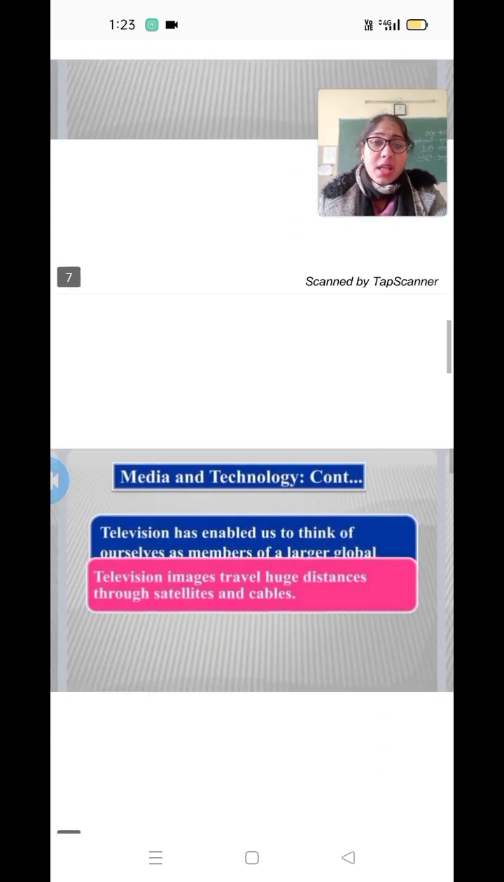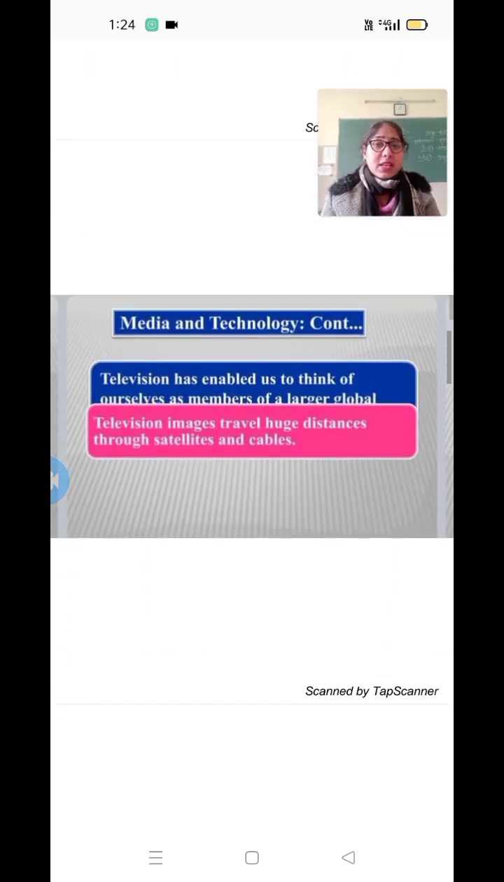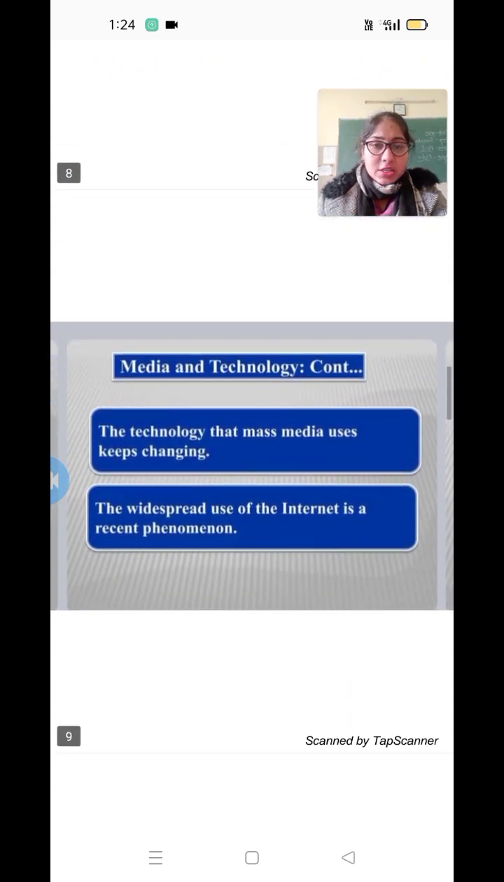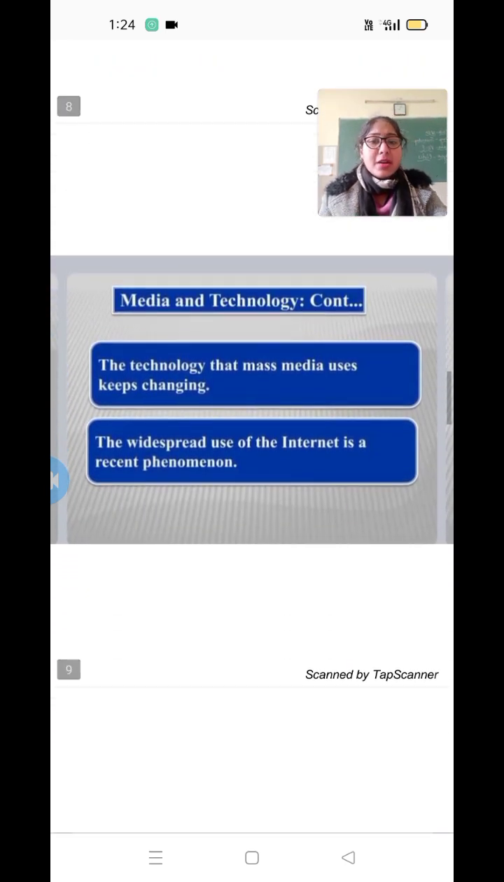Okay? For example, you can take the example of television. Television has enabled us to think of ourselves as a member of a larger global world. And television images travel huge distances. How? Through satellites and cables. So the technology that mass media uses keeps changing.